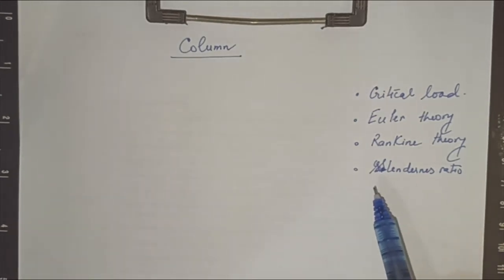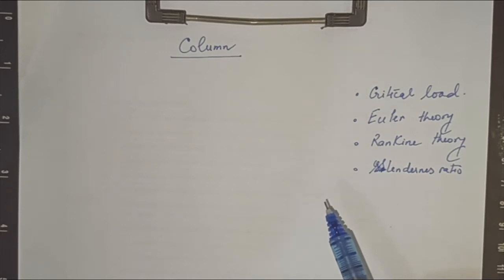Then we have a very important concept of the slenderness ratio, which distinguishes between two different types of column, a long column and a short column. So we'll be discussing what exactly a column is, and we'll be taking up all these topics in a very concise and precise manner.